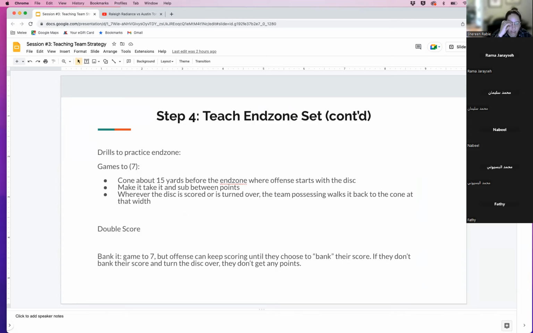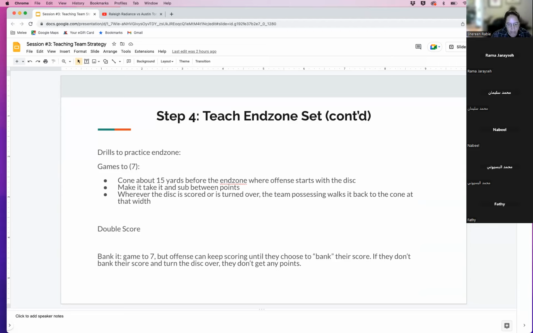Drills to teach end zone, I just like to do games to 7 or whatever it is, and so you put a cone a little bit outside of the end zone, and then it would be make it, take it, you sub between points, and you would just have them play end zone games. Another good way to teach end zone is a double score. So once they score, they have to go back outside of the end zone and run their end zone set again in order for the score to count.